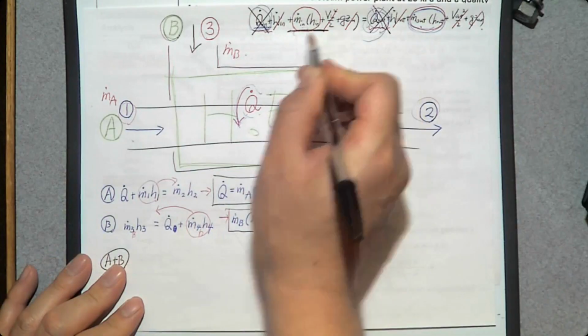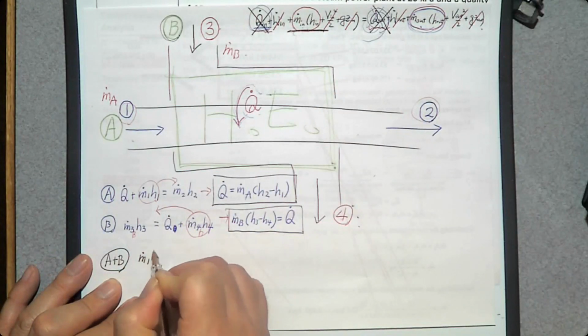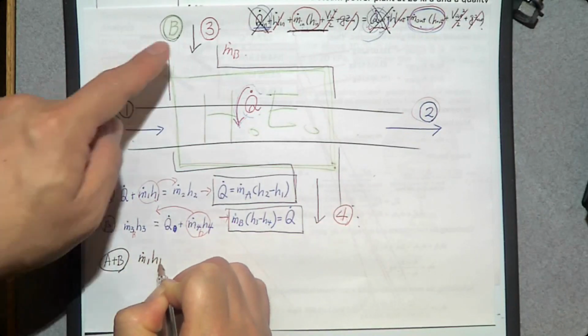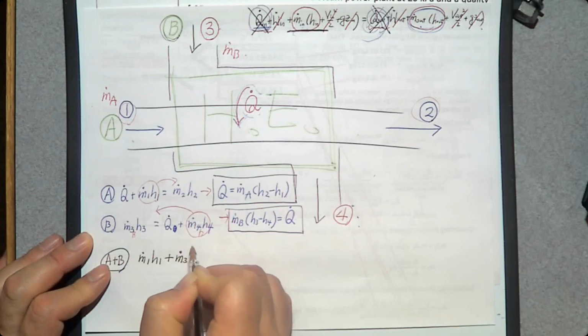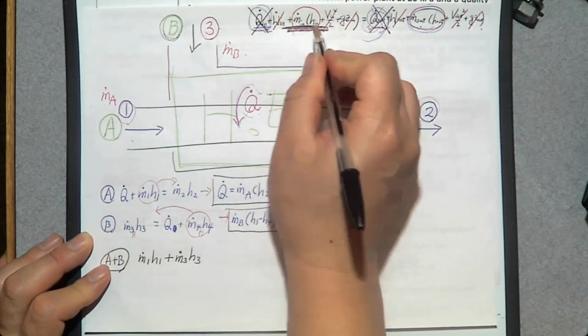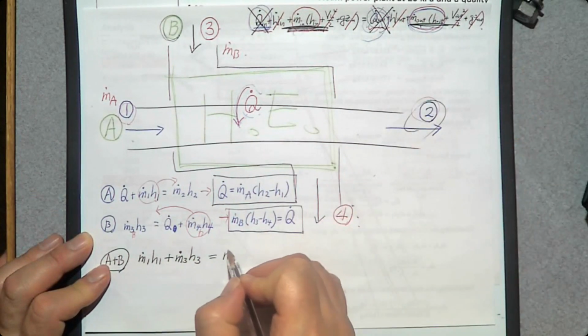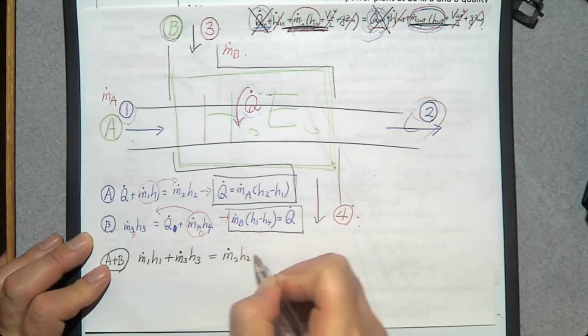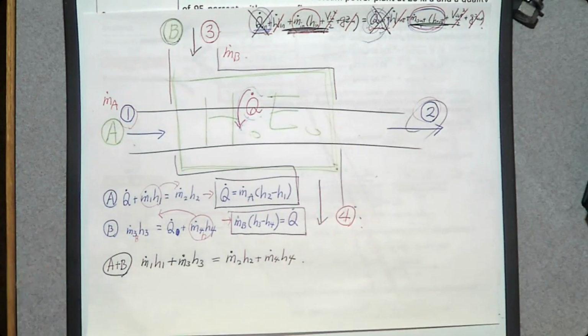So how many inlets? 1 and 3. So we can say m dot 1 H1, then we have another inlet, number 3, plus m dot 3 H3. So we have 2 inlets and 2 exits: m dot 2 H2, exit number 2, plus m dot 4 H4, exit number 4.